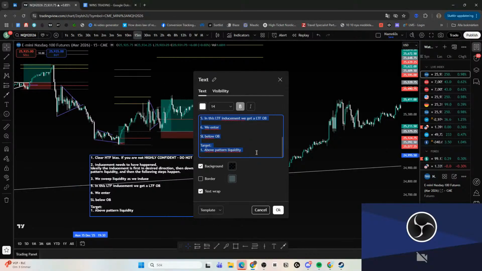Target. TP1. The liquidity above the pattern. TP2. Standard deviation of the bank block manipulation. I could do TP1 just being the external liquidity.